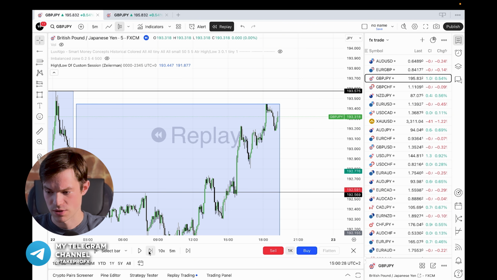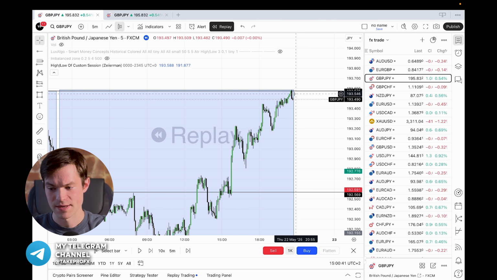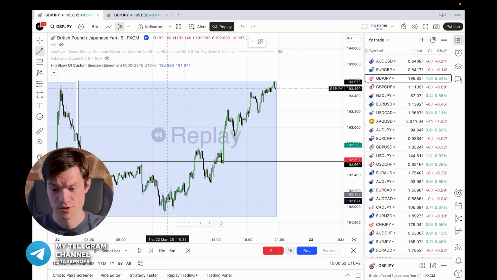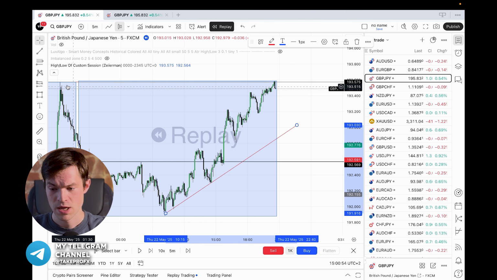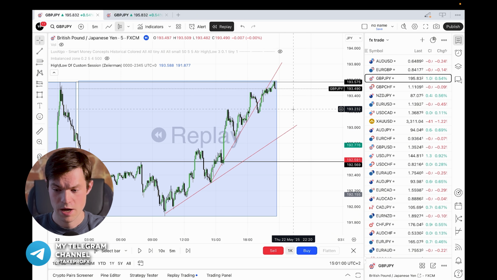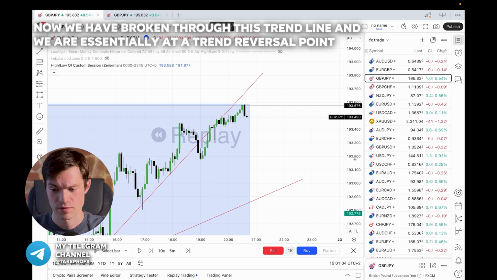We are now approaching the seller zone. And at this point, any indicator of buyer weakness could work in our favor. So here I'm well aware that the chart has been growing along the trend line for a long period of time. Here is the first trend line, and here is the second trend line. Now we have broken through this trend line, and we are essentially at the trend reversal point.